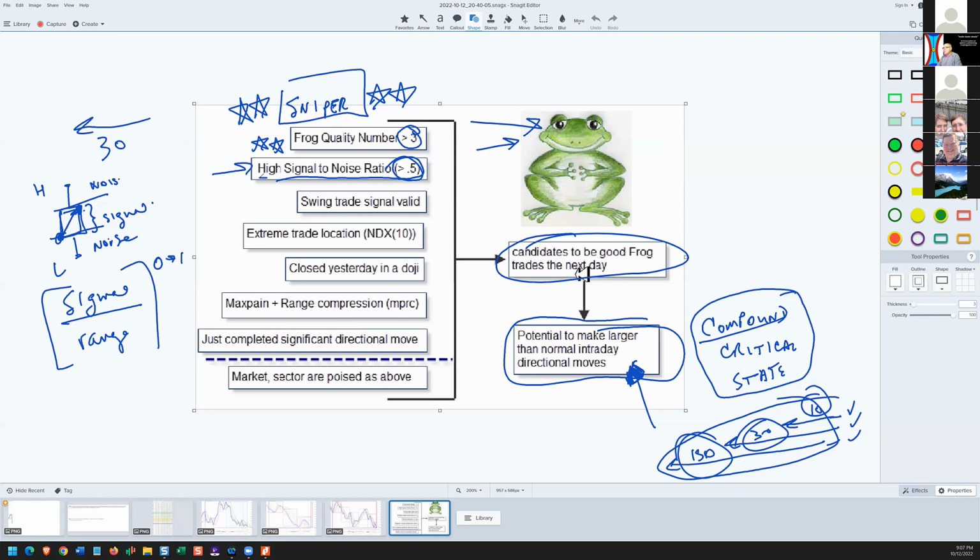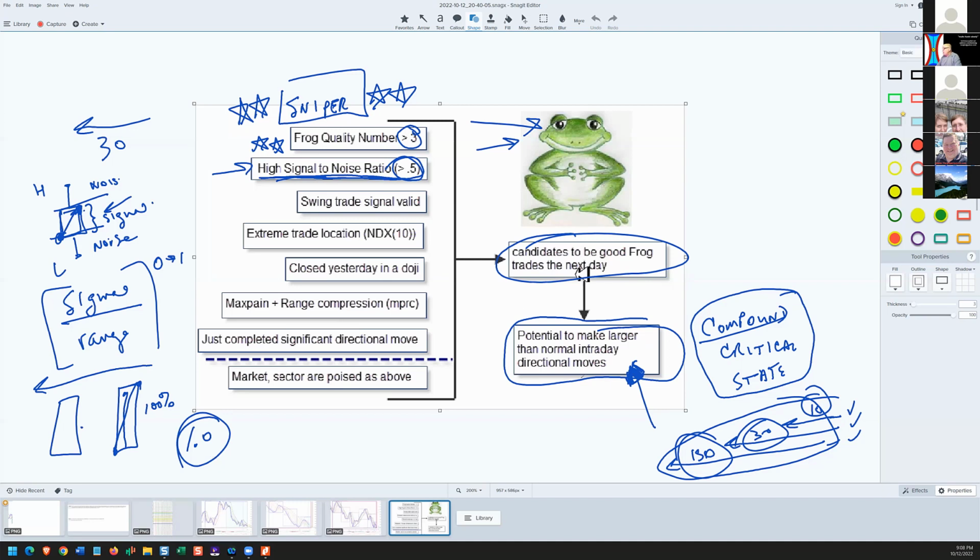What we want is something that has a high signal to noise ratio, all other things being equal, because that means it's making large intraday directional moves. So a price candle that looks like this, that opened at the low of the day and did nothing but go straight up and closed at the high of the day, that would be 100% signal. It was all directional. There was no noise whatsoever. So if over the last 30 days it always did that, it would have a signal to noise ratio of 1.0. You can't get any better than that.